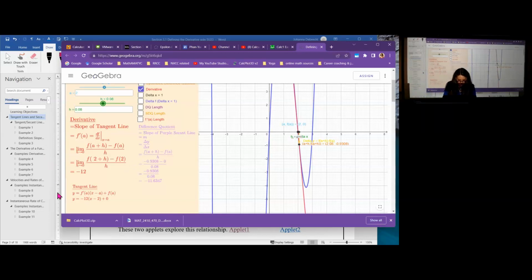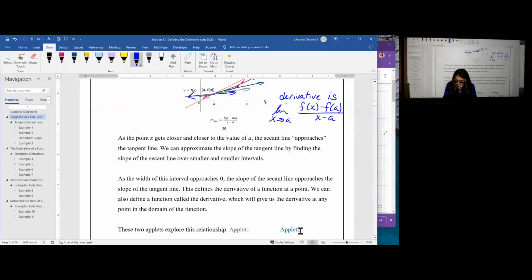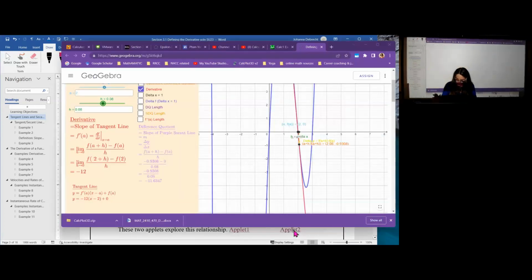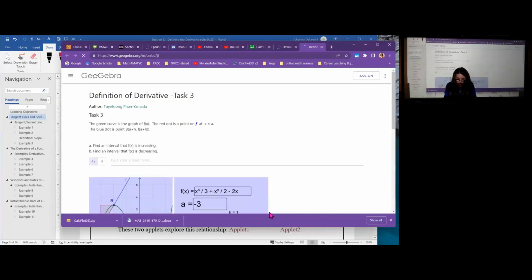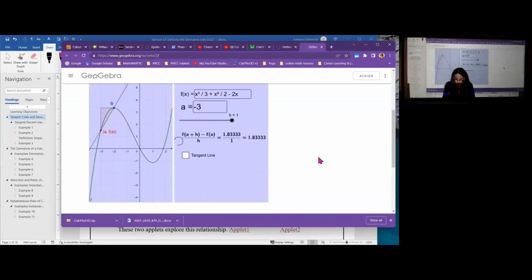Now let's take a look at the other applet. The second applet, I believe, was created by Tuyatdong Van Yamada. You also have the opportunity to change the function that you see here. You can also set the value of a by entering it into the box. When you look over here, you see that she's calculated the difference quotient, which is the slope of the secant line.